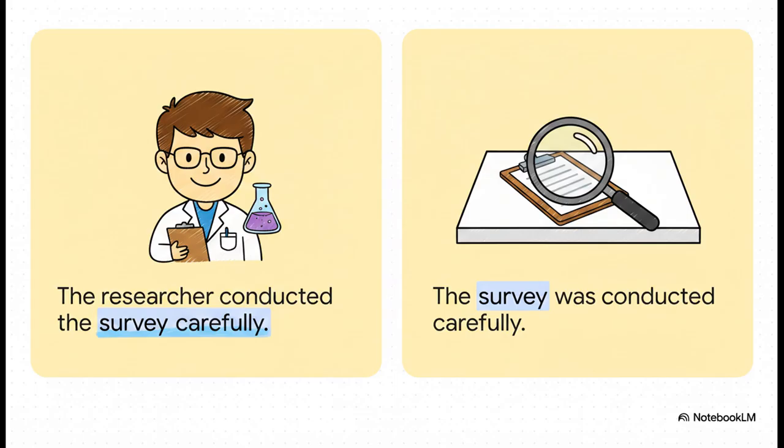But context completely flips when we jump over to academia. In just a general active conversation, we might say, the researcher conducted the survey carefully. But in a formal scientific paper, we want to emphasize the objective methodology, definitely not the individual person in the lab coat. So we shift to the passive. The survey was conducted carefully. The crucial takeaway here is that the passive voice makes information sound formal, objective, and wonderfully detached, which is exactly what good scientific writing demands.